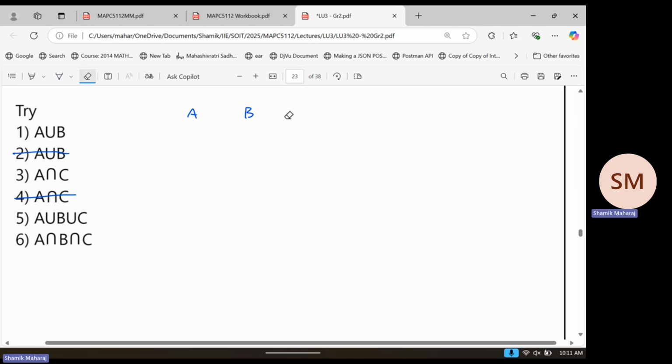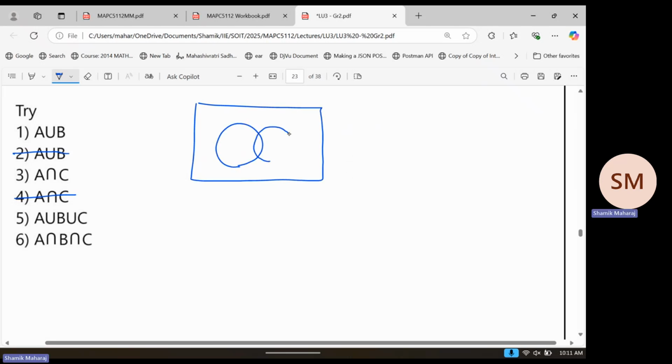So the correct way to do that would be, for number 1, first we draw the universe, then we draw the set A and set B. And now this is a union. So a union means we need to take everything from set A and everything from set B. So we just shade in everything from A and everything from B. Just shade all of that in. And that's the union of A and B as a Venn diagram. So that's number 1.